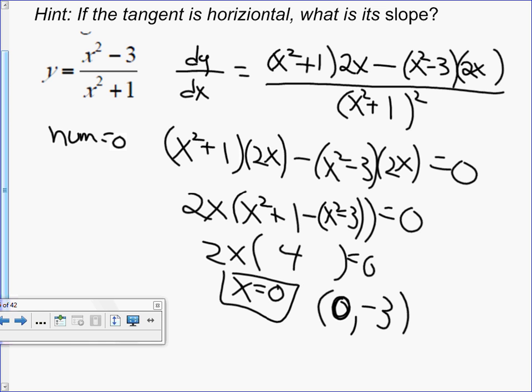If you distributed this negative here, the x squareds would cancel, and then you'd be left with 1 plus 3, which is 4.